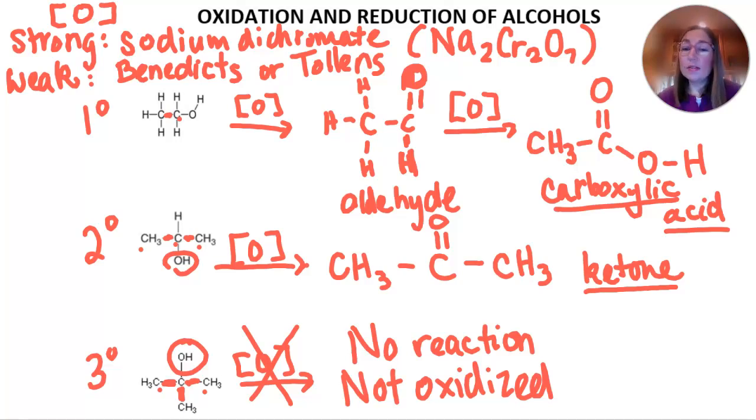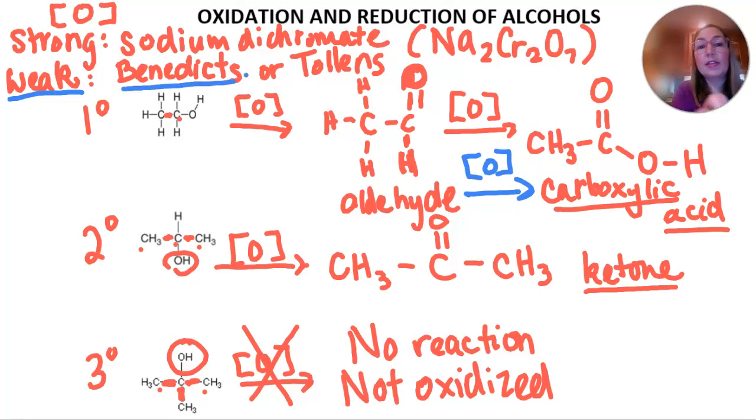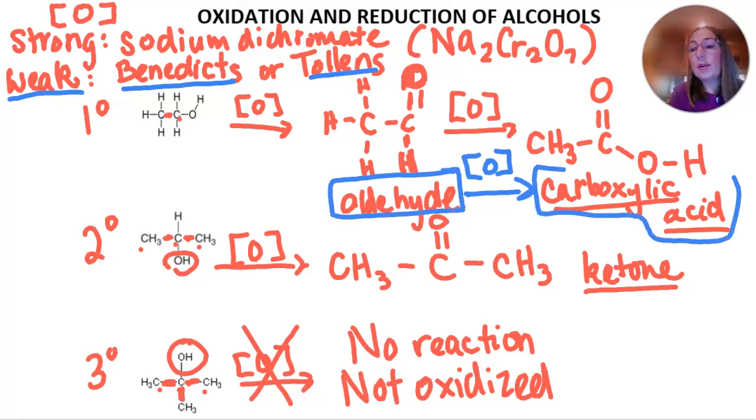Okay, so I also want to talk about one last conversion. What if we just wanted to convert aldehydes to carboxylic acids? If we just wanted to do the oxidation of an aldehyde to a carboxylic acid, that's where we would use our weak oxidizing agent. Our Benedict's or Tollens reagent would help us oxidize just an aldehyde to a carboxylic acid. So that's going to be the role of the weaker oxidizing agent.